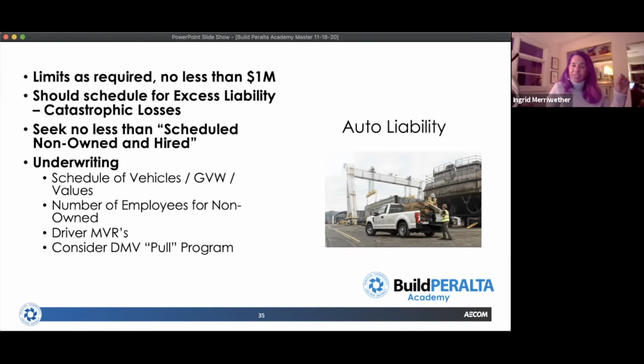It means that you schedule the cars you own, but you also add cars you don't own, which is your employees driving for company business. And then the hired auto is if you rent a car. So this is an endorsement you should absolutely make sure is on your commercial auto policy. It's pretty inexpensive. And if you didn't have this covered and you had an employee drive their own car on business, had an accident, and you got sued, you would not be covered if you don't have this endorsed onto your commercial auto policy. So very important. Next slide.